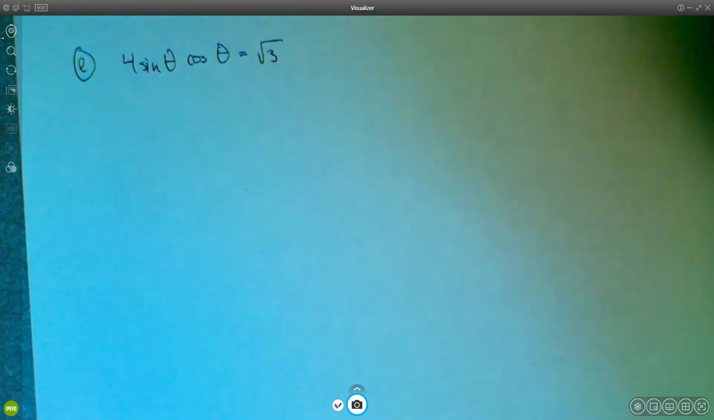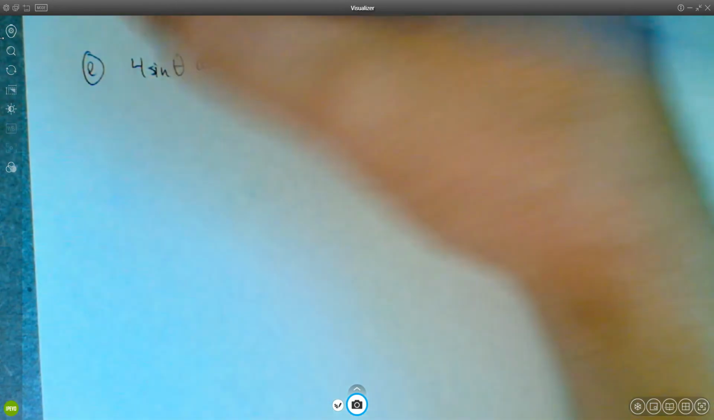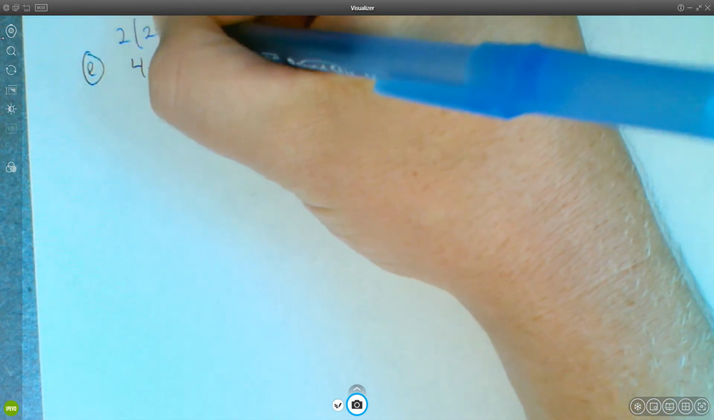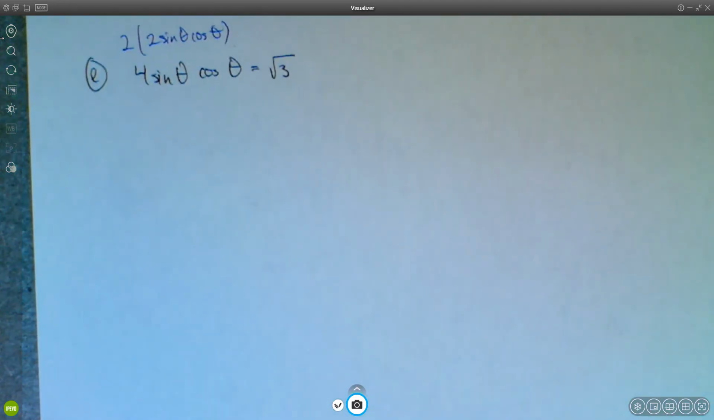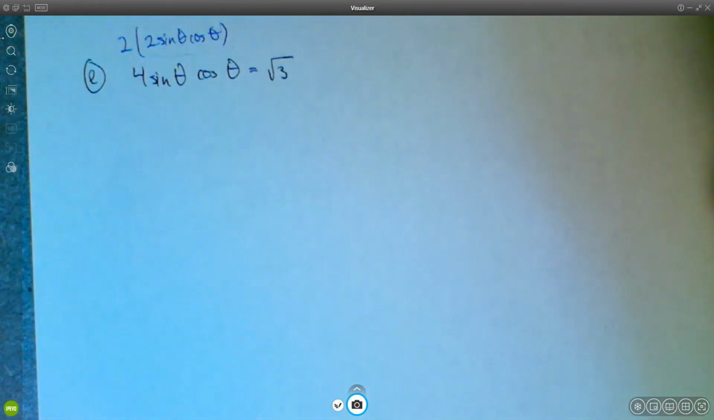So here's what I would suggest, just kind of as a hint. Notice that 4 times sine theta cosine theta is just 2 times 2 sine theta cosine theta. And hopefully that looks familiar to you. So go ahead and give the video a pause, look over your identity sheet, and see if you can rewrite this stuff as just a single trig function.